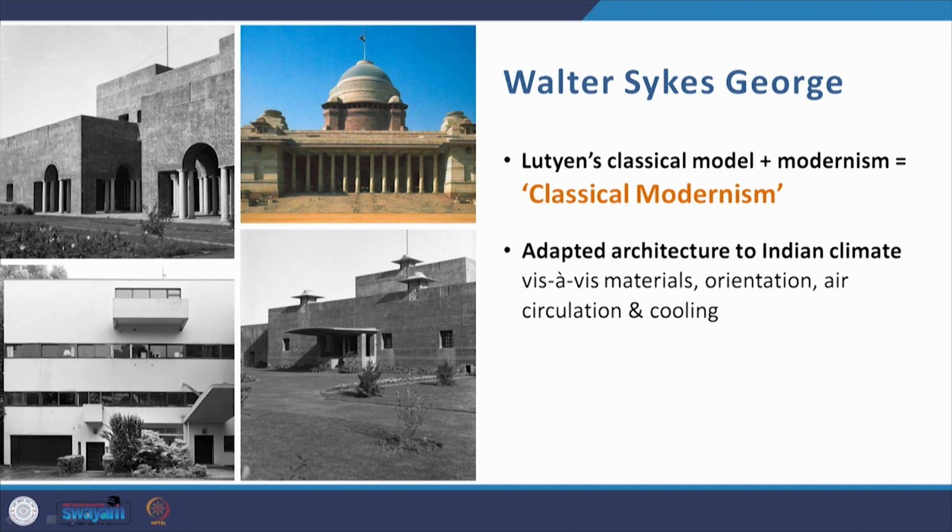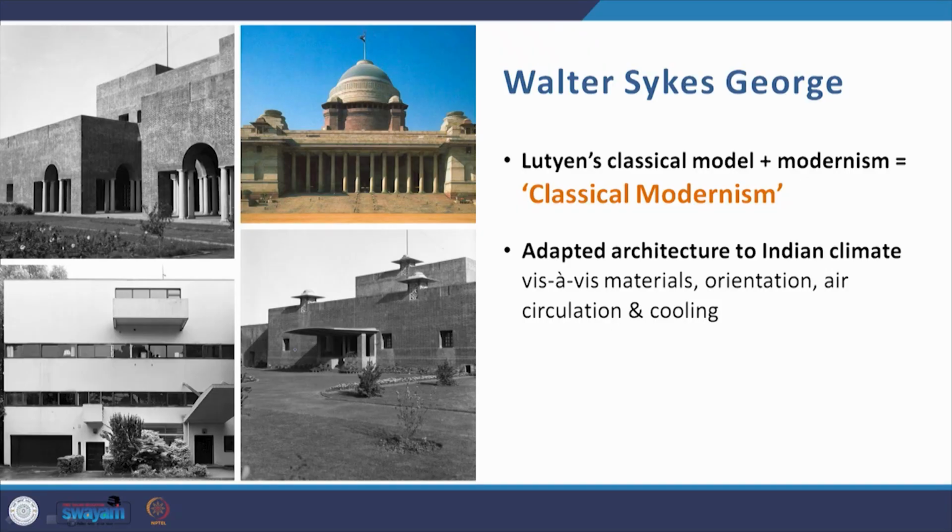For example, the work of Walter Sykes George, who brought in what came to be known as classical modernism, that is the combination of Lutyens' classical model with the modernist form, and also adapted his architecture to the Indian climate. Now that was not something unique for Walter George. Similarly, it had been done by Herbert Baker and Lutyens also. It had been tried by Lutyens in the Lutyens bungalow zone also.